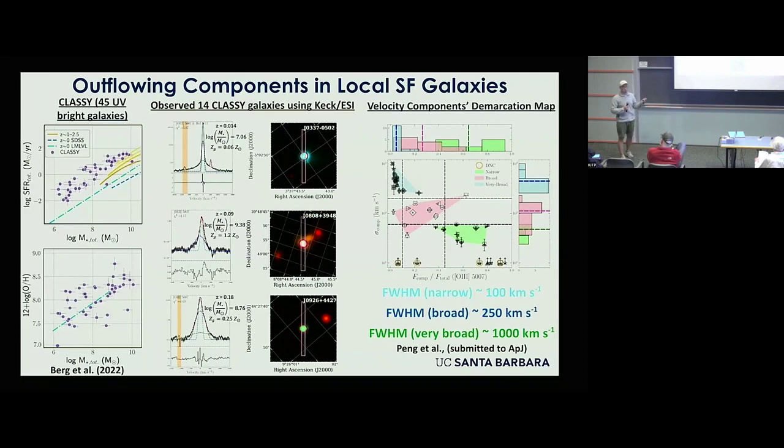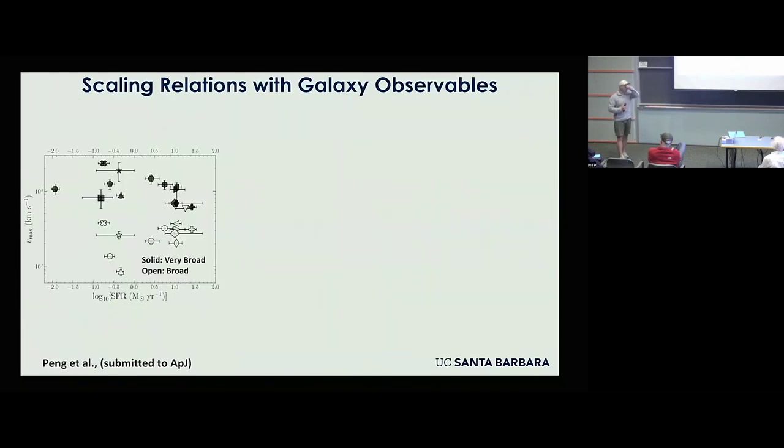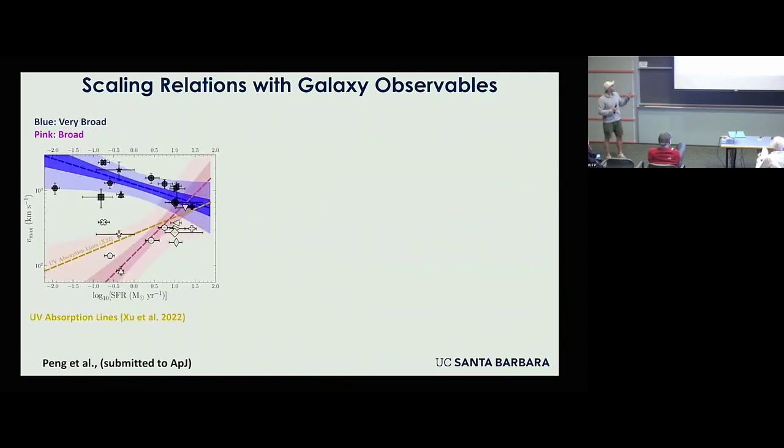This result made us wonder what the physical origins of these outflowing components are and whether they trace the same gas. To shed light on that, we can plot their scaling relations with galaxy observables. For example, we can plot their maximum velocity versus the star formation rate of each galaxy. Here, the blue and pink dashed lines show the best-fitting linear relations for the very broad and broad components, and the orange dashed line shows the best-fitting relation based on the UV absorption lines, all based on the whole galaxy sample.